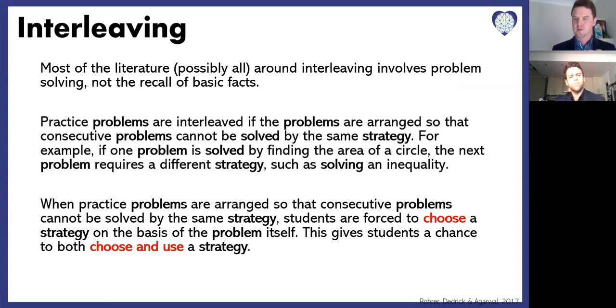So when we do this, students are required to not only use a strategy to solve each problem, but they also need to choose which strategy to use. It's quite logical that that's an important element of problem solving. Actually deciding upon what strategy is required is an important part of problem solving. So I want you to keep in mind that interleaving should require, by definition, students to choose and use a strategy for each problem.